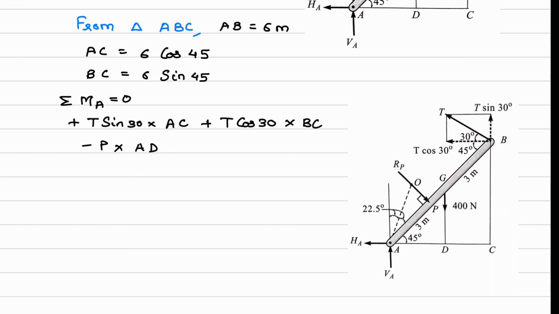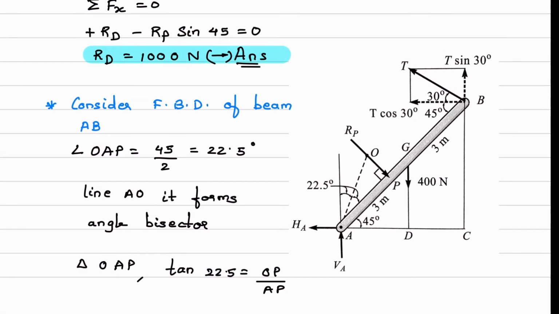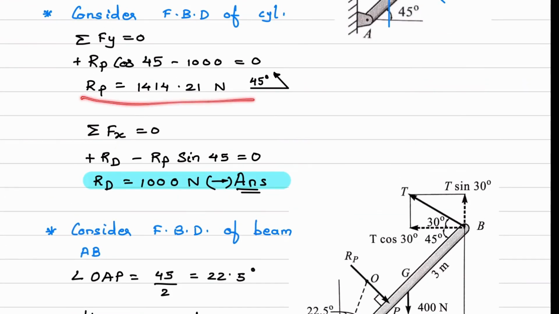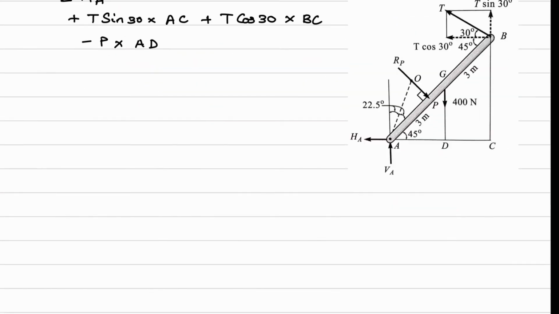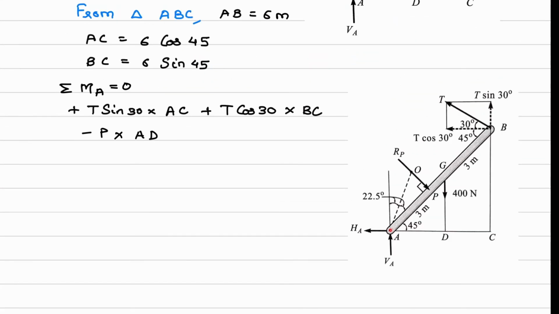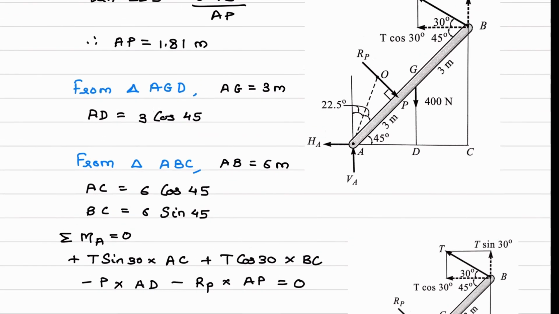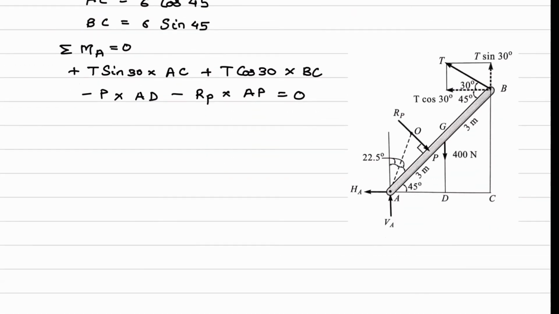Then next force, this RP is there. RP also we have calculated. Here we have already calculated the RP value. Now keep your thumb at A, keep your index finger over here, rotate your index finger in the direction of arrow. This is clockwise. So it will be minus RP into AP distance, equal to 0. AP distance we have already calculated, it is 1.81 meter.